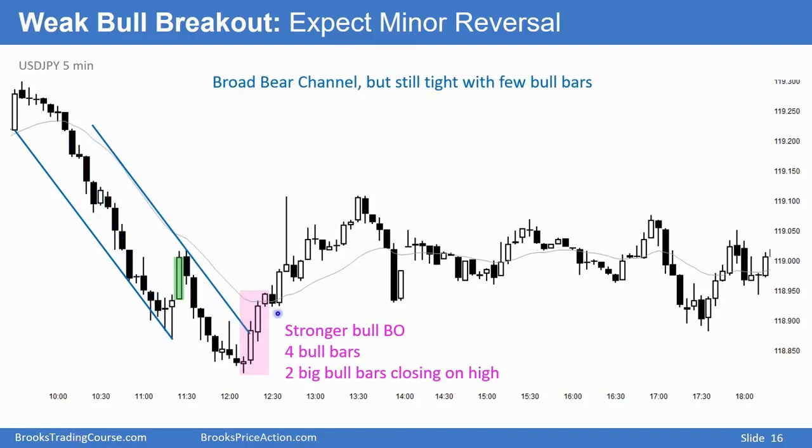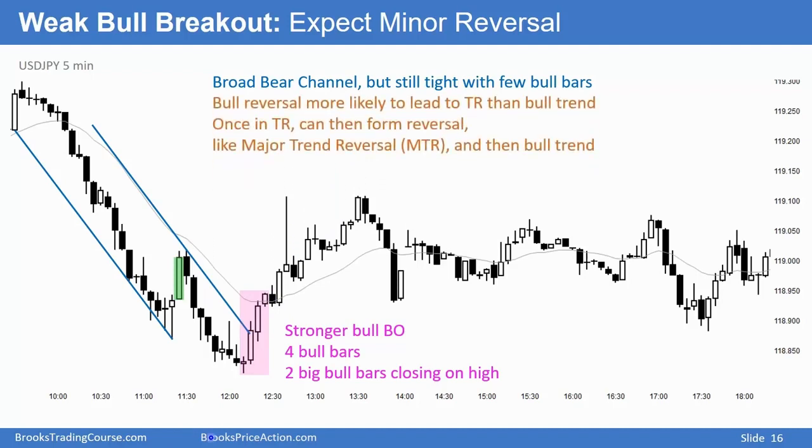At this point, we're still getting lower highs, so we're still in a broad bear channel. But this is a pretty strong reversal following fairly closely after this bull reversal. It increases the chances that we're going higher. The overall bear channel is still fairly tight, not too many bars up, possibly still a minor reversal.